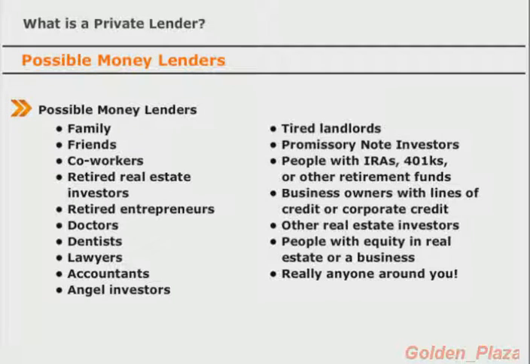Shown on the screen is a list of possible private money lenders. As you can see, there's quite a few sources of private money, including family, friends, coworkers, retired real estate investors, retired entrepreneurs, doctors, dentists, lawyers, accountants, angel investors, tired landlords, promissory note investors, people with IRAs, 401ks, or other retirement funds, business owners with lines of credit or corporate credit, other real estate investors, people with equity in real estate or a business. Really, anyone around you.